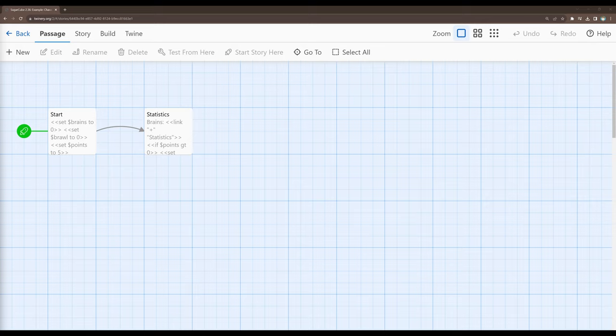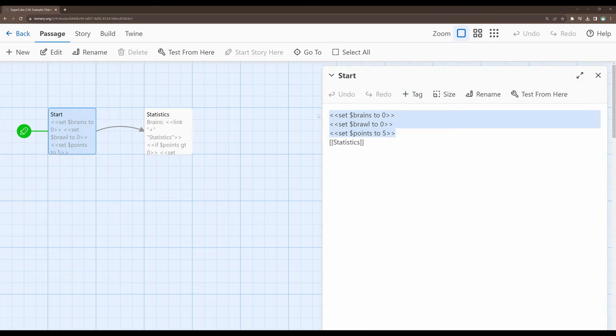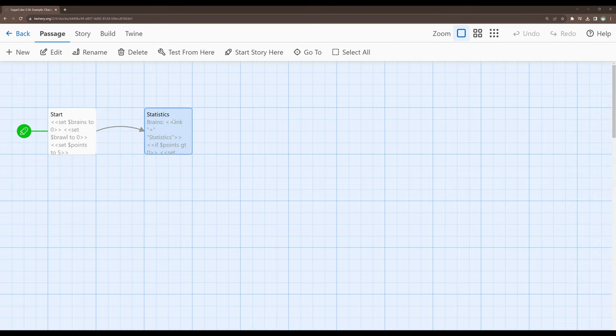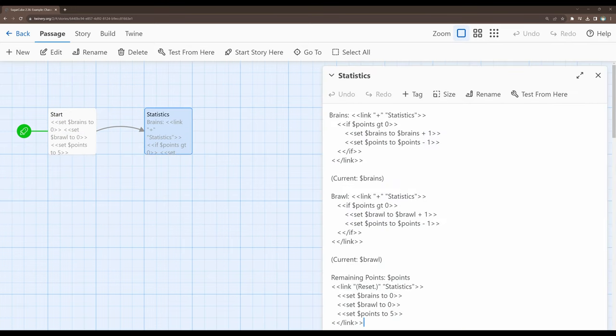Before we go into improving it, let's review what the character statistics example looks like. Here we have our initial use of three instances of the set macro. We are preparing brains, brawl, and points, all three story variables. Notice the little dollar sign in front of them, 2, 0, 0, and 5. And then we're moving over to statistics, which housed most of the usages within this particular previous example.